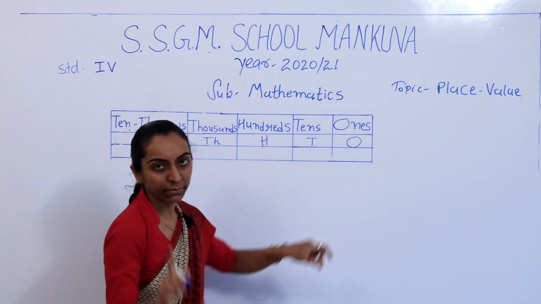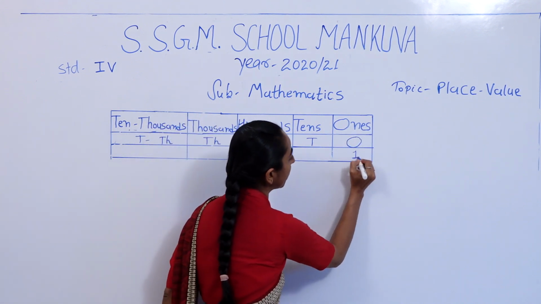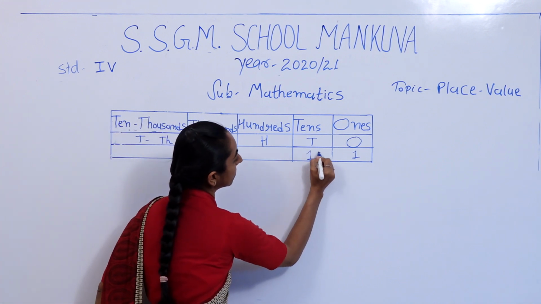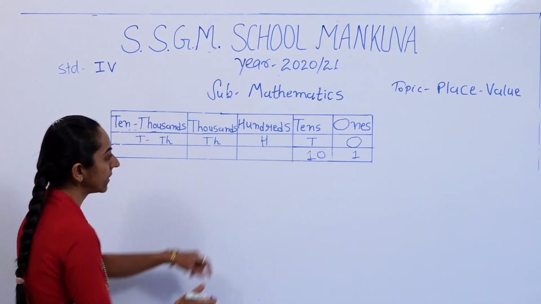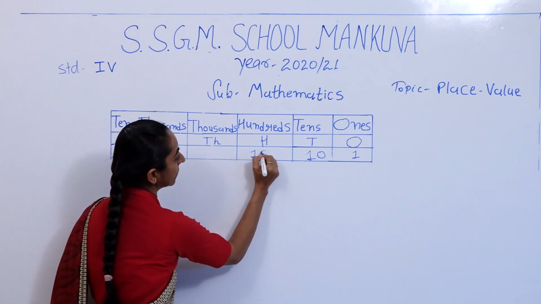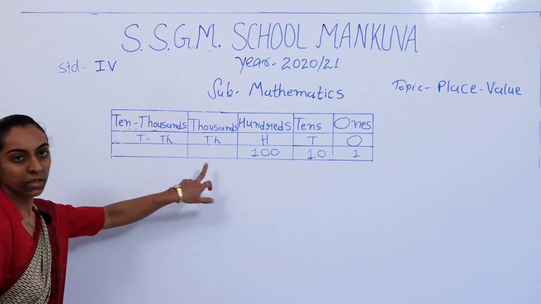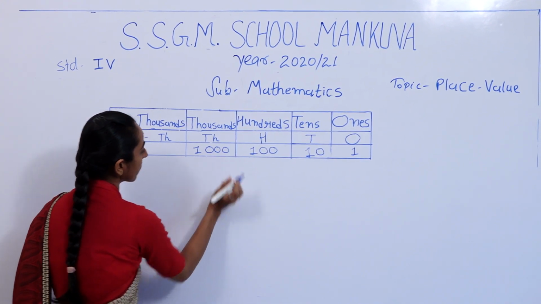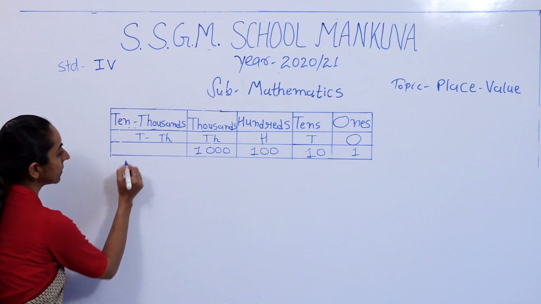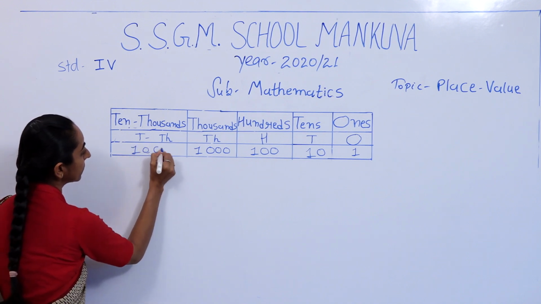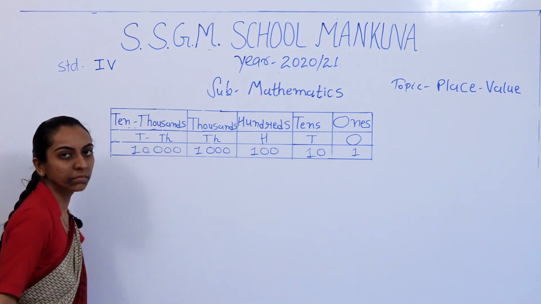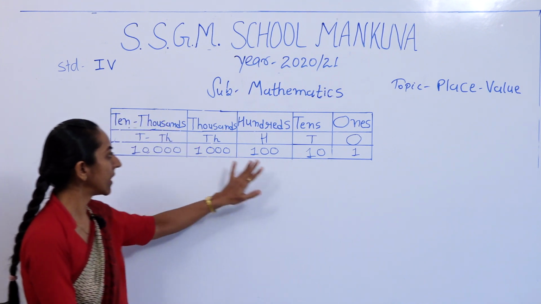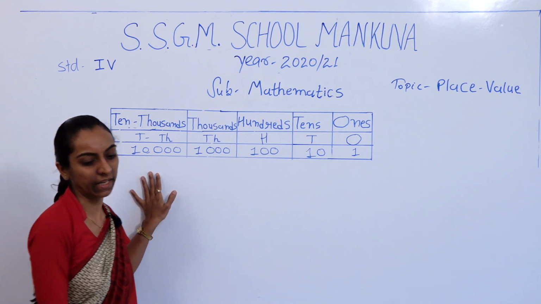Now ones, that means one digit. Tens means we write 10. Hundreds, thousands and 10,000s. Okay. Now we write the relation between ones, tens, hundreds, thousands and 10,000.